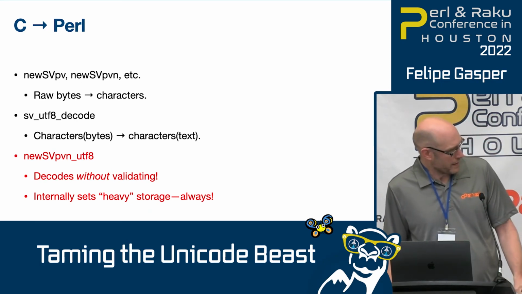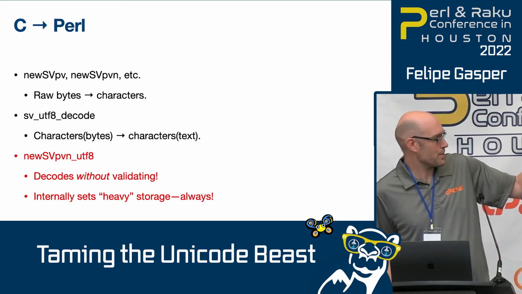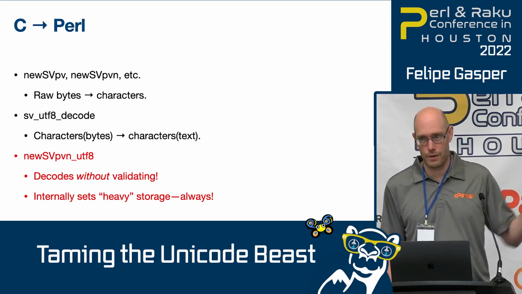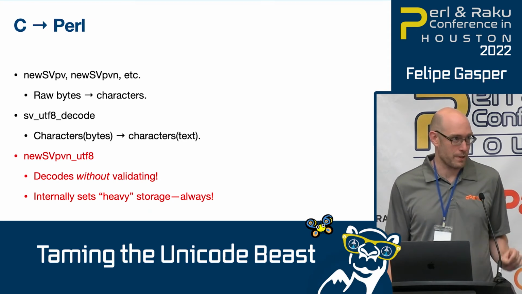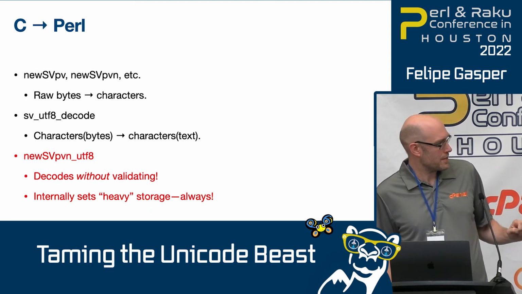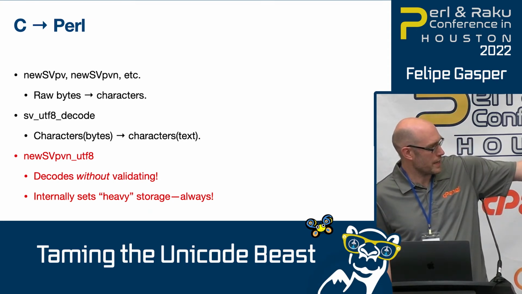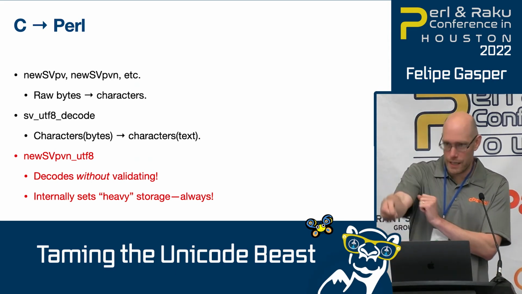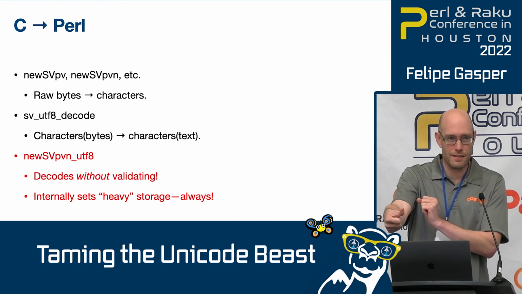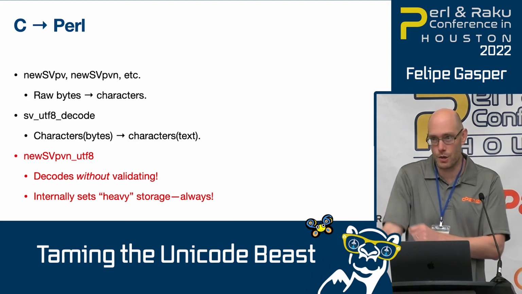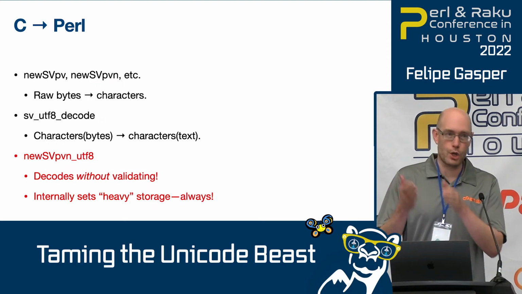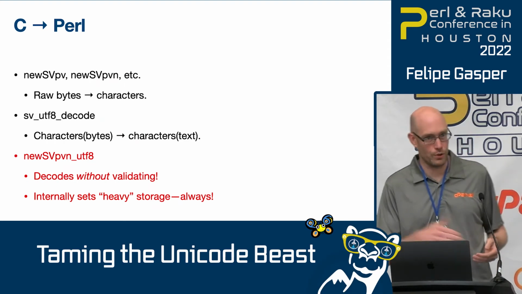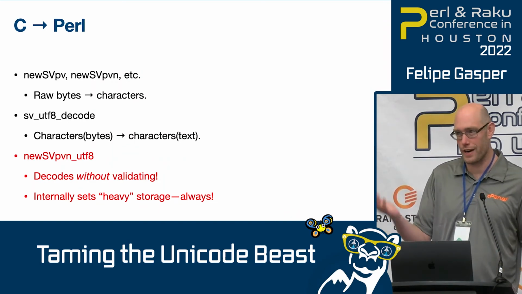The proper way to get characters from C into Perl is to actually do the decode of UTF-8. This is important because if you don't do this, if you use newSVpvn_utf8, you are not validating that what you're telling Perl is actual UTF-8 bytes is actually UTF-8 bytes. So you are introducing potential to corrupt Perl. Obviously, it's less performant if you're going to do a full decode. So this is where you have to judge that trade-off.